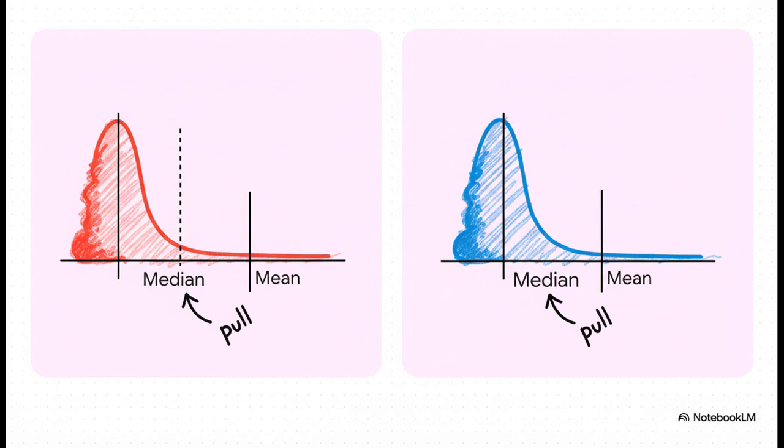This means most of the values, most people's incomes, for example, are clustered on the left, but a few extremely high values pull that average way over to the right. That's why you always hear about the median income, not the average. It tells a much more honest story. A left skew is just the opposite, where a few super low values pull the average down.